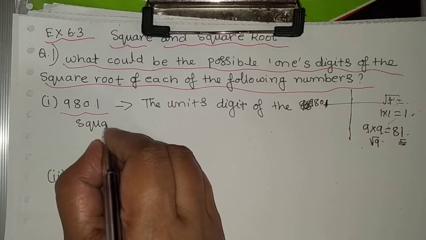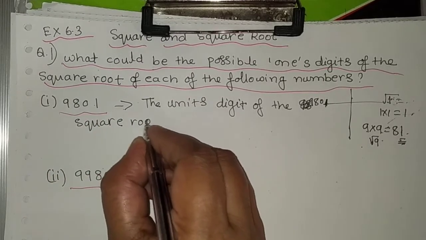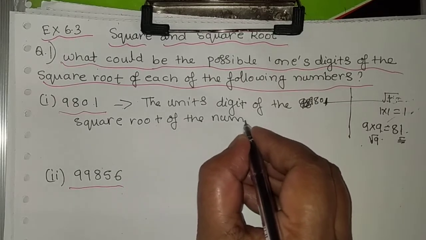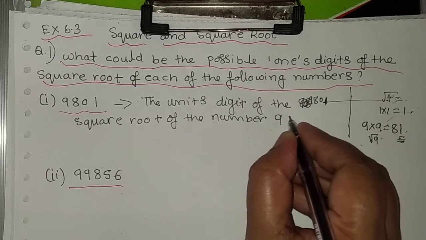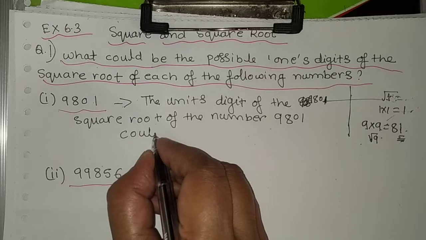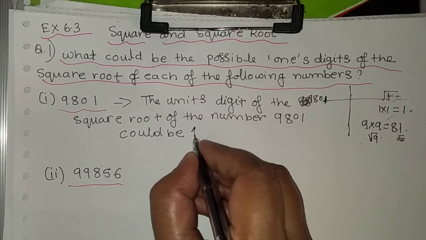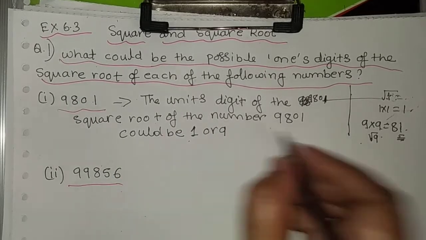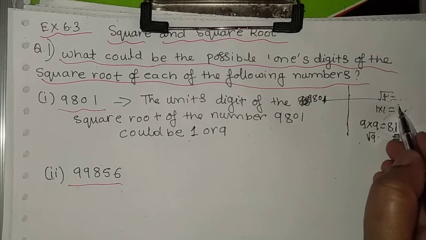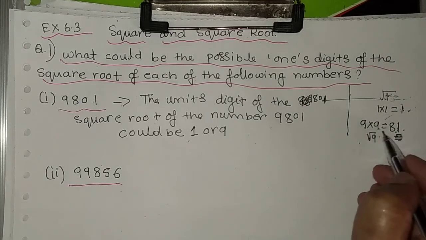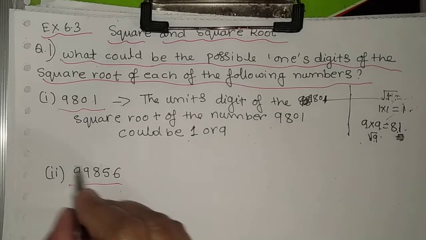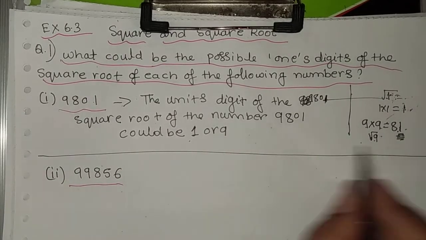The units digit of the square root of the number 9801 could be 1 or 9. The ending digit is 1. 1 into 1 is 1, and 9 into 9 is 81. So we have only these two options. So there are two answers here.